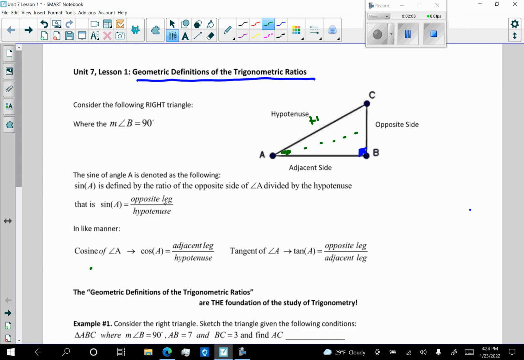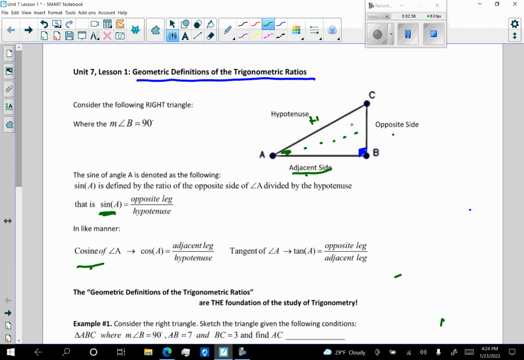The other thing we want to denote is that this SIN is shorthand for sine. We don't say "sin of A," we say "sine of A." In like manner, the cosine of angle A, which is abbreviated cos of A, but we say cosine of A, is the adjacent leg to A. This is the leg or the side that's next to angle A divided by the hypotenuse. So the cosine is the adjacent over the hypotenuse.